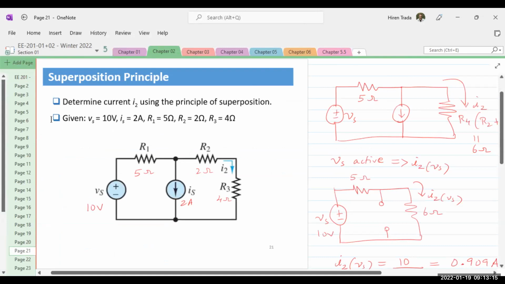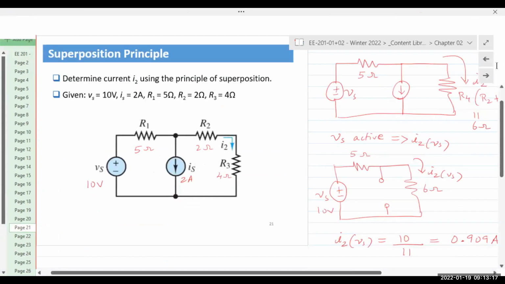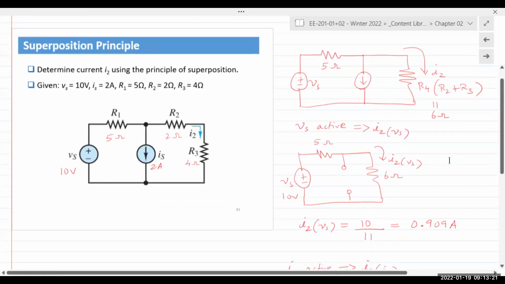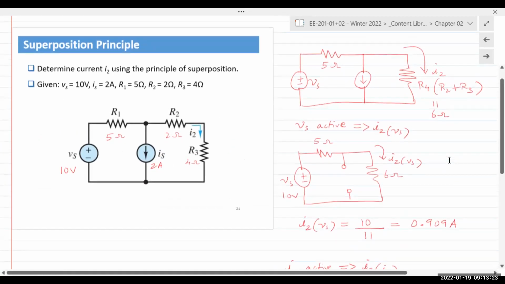Okay, superposition principle. Any questions about superposition? So again, the superposition principle homework is due in the next few days. Please keep checking the calendar and make sure that you're up to date on all the due dates.